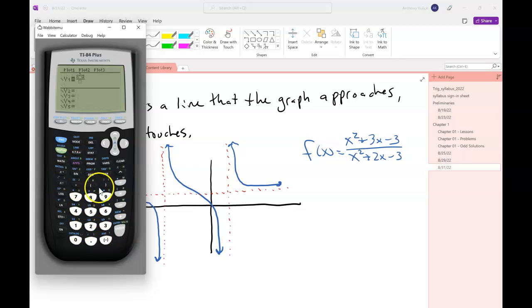If you didn't use the fraction command, you would have needed a set of parentheses around the entire numerator, and then type the division key, and then a set of parentheses around the entire denominator, which is kind of a hassle. I'm a much bigger fan of using that fraction command, so I can just type it exactly like it looks on my sheet of paper. Alpha, that's the green one, and then y equals, and then pick the first option.